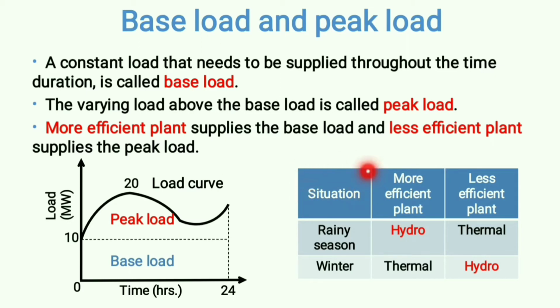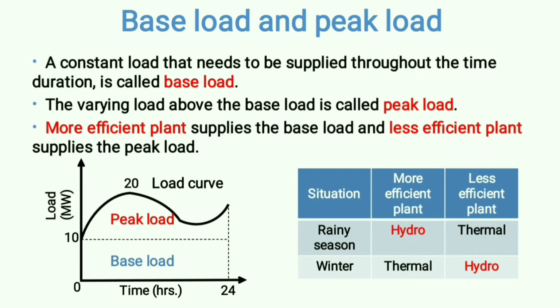Situation means rainy season and winter, two different situations I have considered. Now rainy season means there is an abundance of water, and that is why the hydro power plant becomes the more efficient power plant. So automatically the thermal power plant becomes the less efficient plant. Why? Because in rainy seasons water is easily available, it is abundant, right? That means it is easy to run the hydro power plant for a longer duration. Definitely you will rely more on the hydro power plant compared to the thermal power plant, because now your resource, that means your water, is abundantly present.